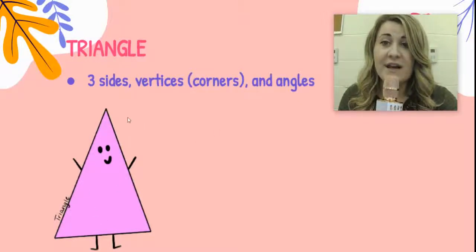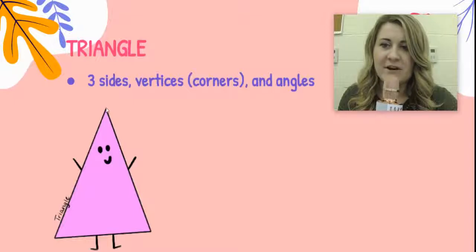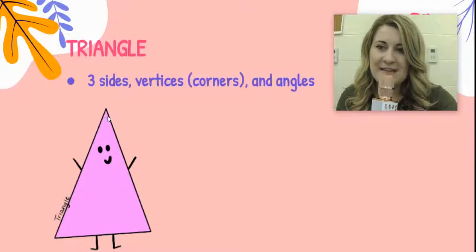He also has 3 corners or vertices. That's where our lines meet together. So basically 3 points. He's got 3 vertices, which is a vertex. 1, 2, 3. And he has 3 angles. When those corners meet together, these 2 lines make an angle. So he has 1, 2, 3 angles.